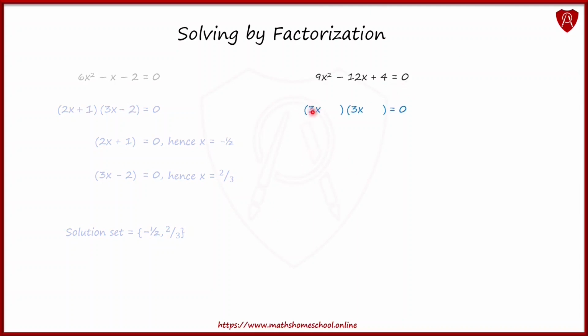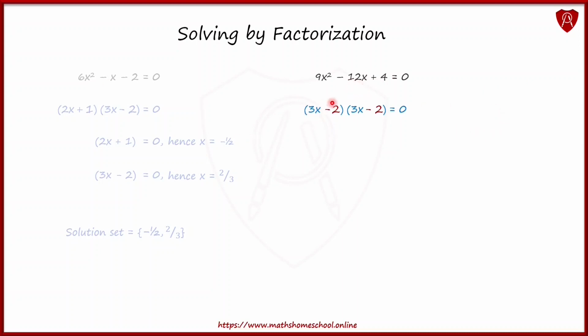9x squared minus 12x plus 4 is equal to 0. Each of the brackets should start with 3x, the factors of the first term. The factors of 4 are 2 and 2. But what is the sign in between? The only combination is that both must be negative so that their product is 4, positive, and their sum is a negative number, negative 12.